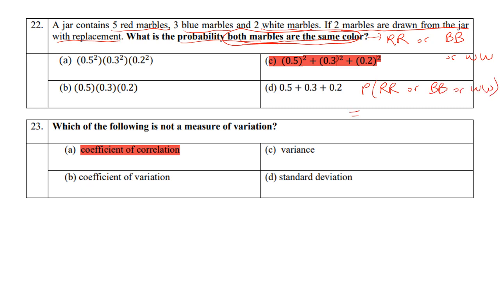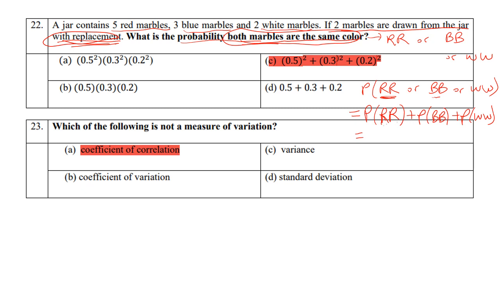Now, when you do this, you see it's with replacement. If it is with replacement, all the drawings are independent. And one other thing is if you choose red, red, you cannot choose blue, blue, so they are mutually exclusive. So you can use the addition rule: the probability of BB plus the probability of RR plus the probability of WW. And what's the probability of RR?